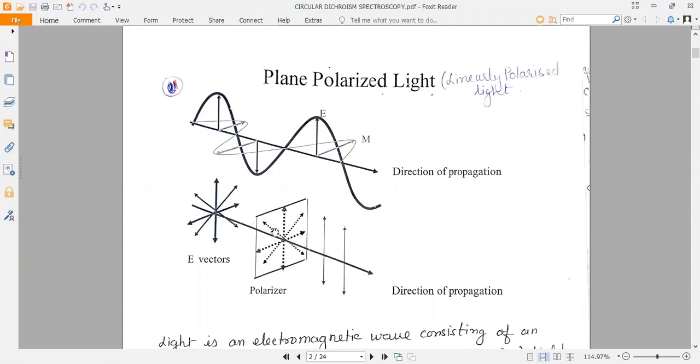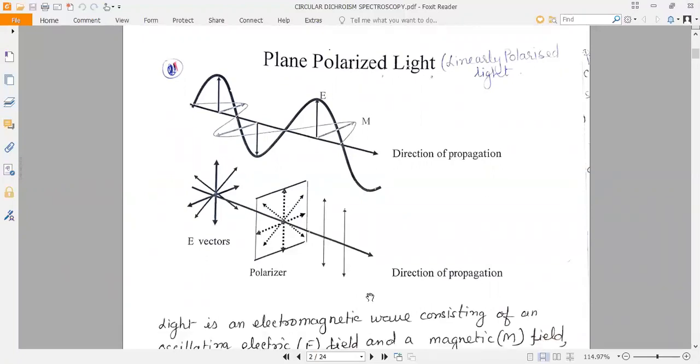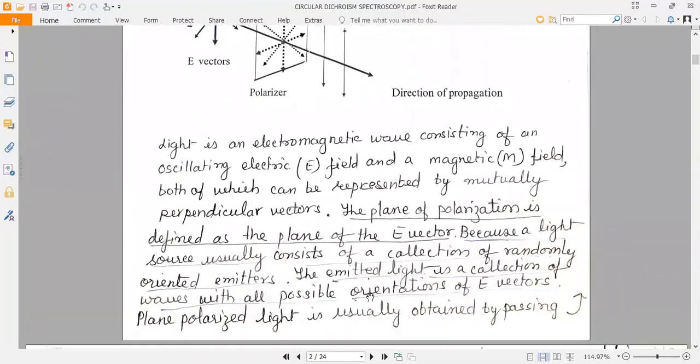When this light passes through a polarizer, this polarizer permits only one vector to pass through it, and that is the direction of propagation. So this is plain polarized light or linearly polarized light, and its direction of propagation is this. Now, in this state, it has only a single vector. Now, we can study here also.